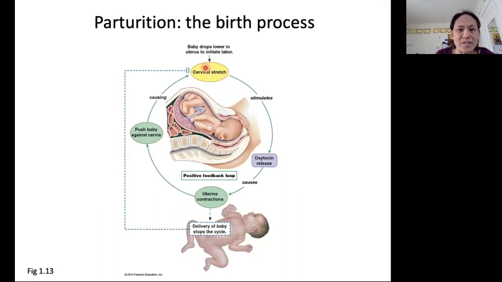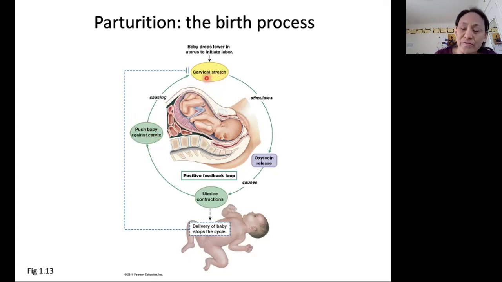That cervical stretch is going to stimulate the release of a hormone called oxytocin. Oxytocin is going to cause the uterine wall to contract. So remember that we have that myometrium layer, that muscle layer of the uterine wall. That's going to be the one that contracts to push the fetus out. So it's going to push the baby against the cervix.